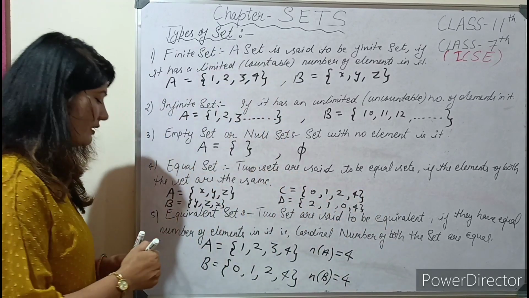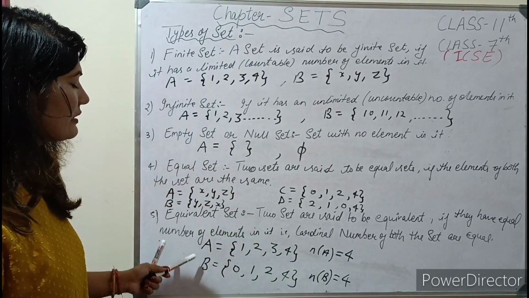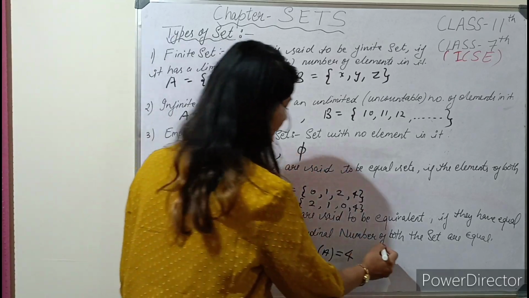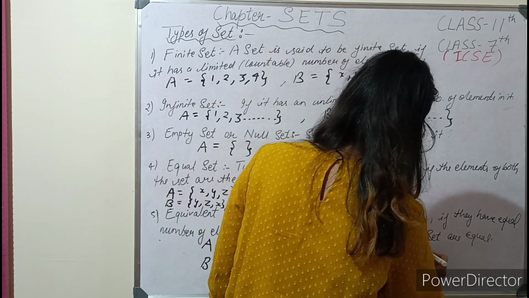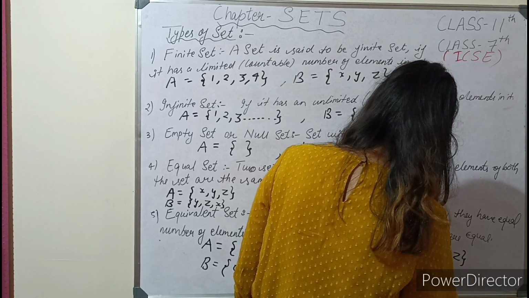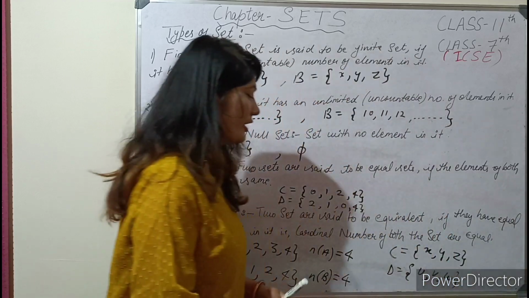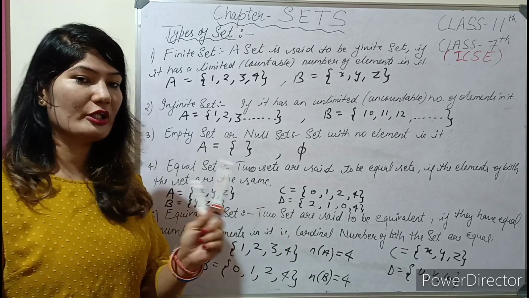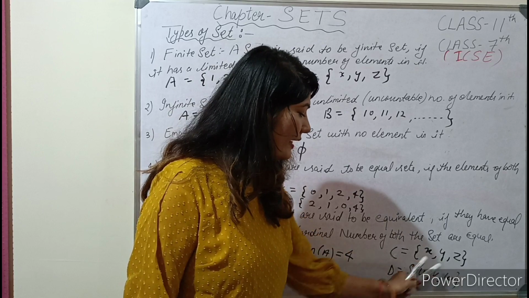So we can say that set A and B are the equivalent set. Clear? Equivalent means the number of elements should be equal. If I take one more example, suppose C is a set of elements X, Y, Z and D is a set of elements U, V, W. So here again C and D are the equivalent set. These are not equal because the elements are different, but the number of elements is equal.